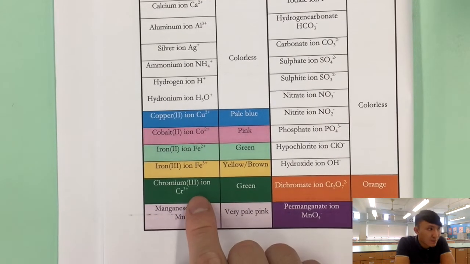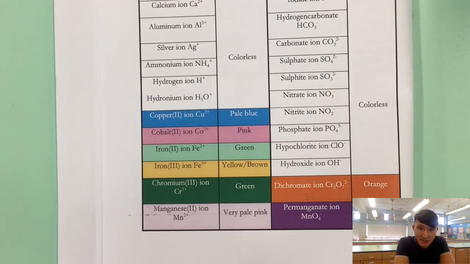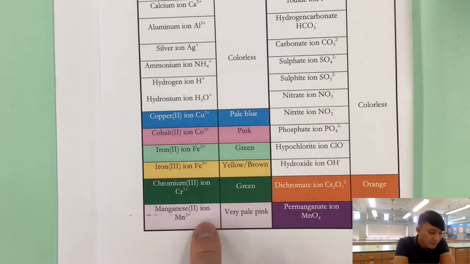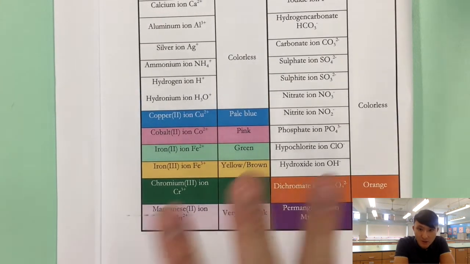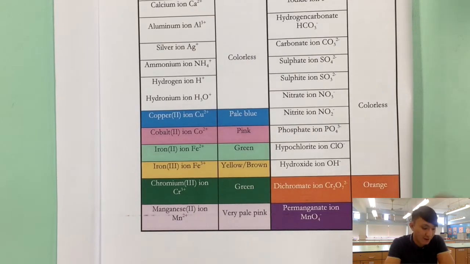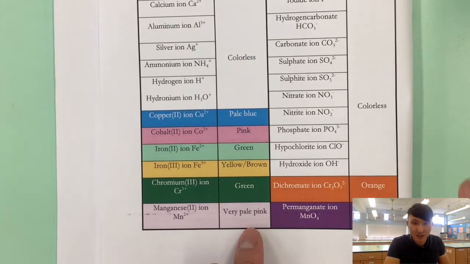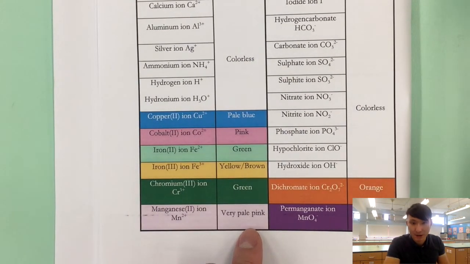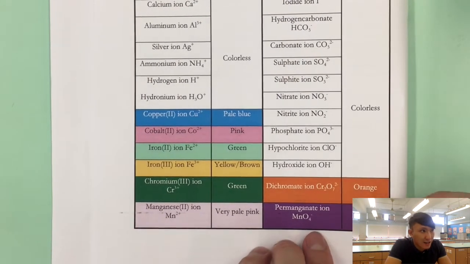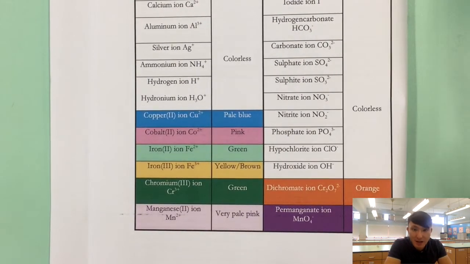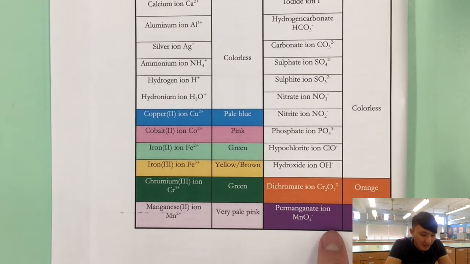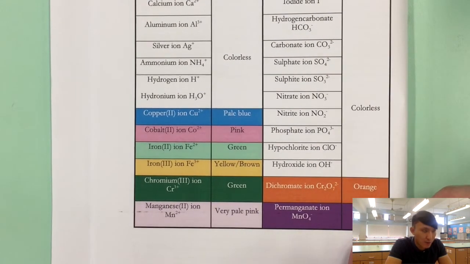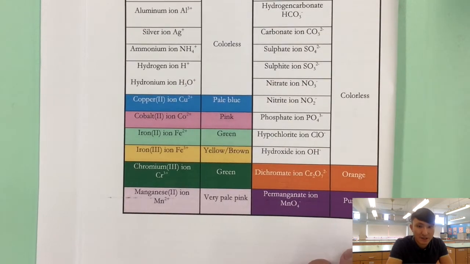Okay? Chromium 3 plus gives you a very intense green color. Manganese 2 ion gives you very pale pink, almost colorless. In reality, you may not be able to see that pale pink color. Okay. On the right hand side, only two negative ions that have color: dichromate and permanganate. Okay, one is orange, another one is purple. Both of them have very intensive color.